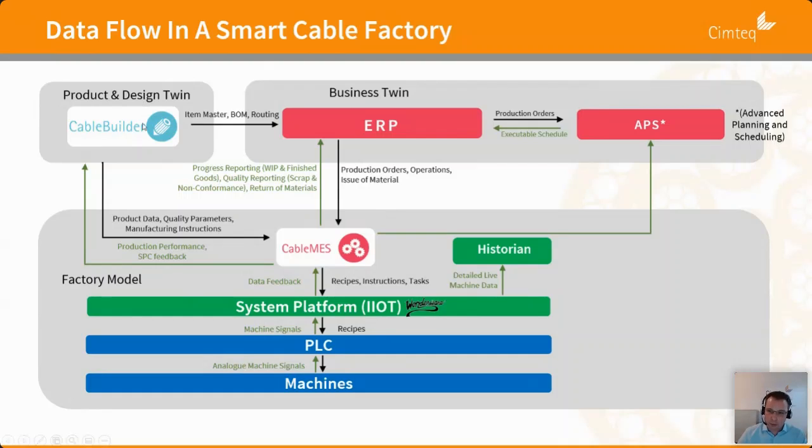But also, an arrow that's missing here is understanding the product designs and how a product runs through the factory. What is the work plan? What is the routing for a product?